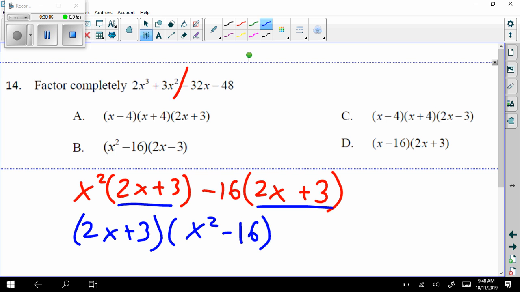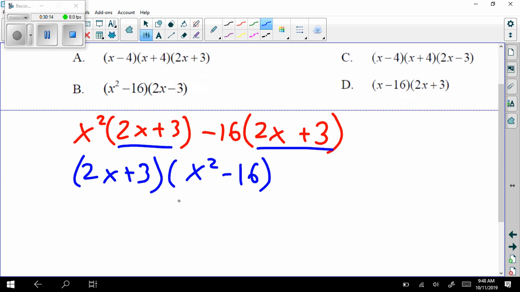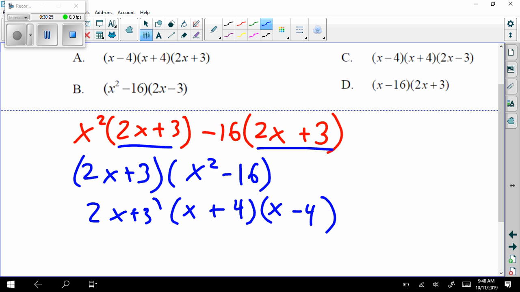But that could be factored more. The x squared minus 16 can be factored because that's got two terms and they're both squares. So we can factor that to be a difference of squares. X, now go to 4. So x plus 4, x minus 4. So that's A.